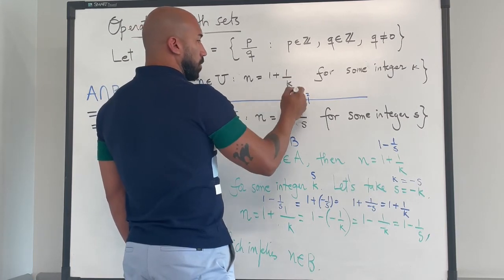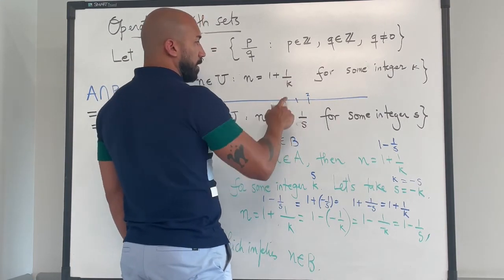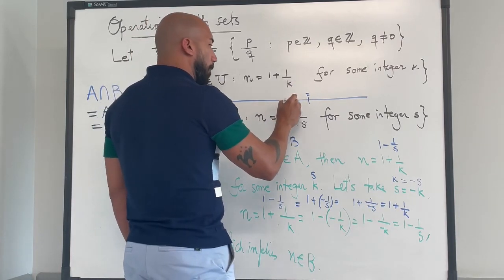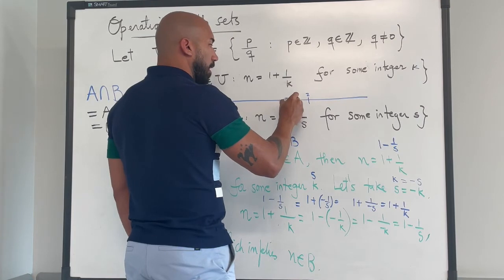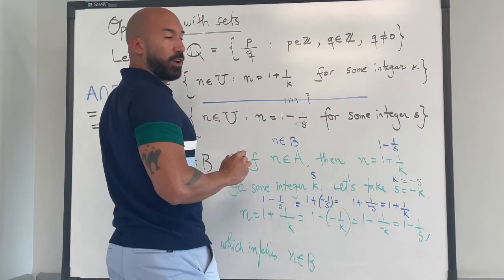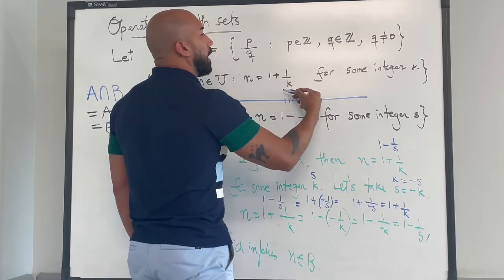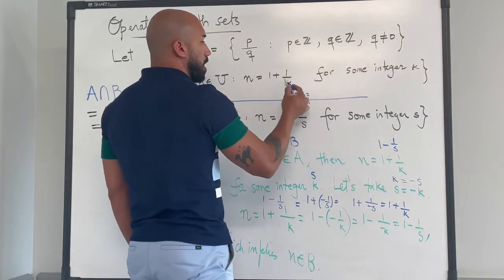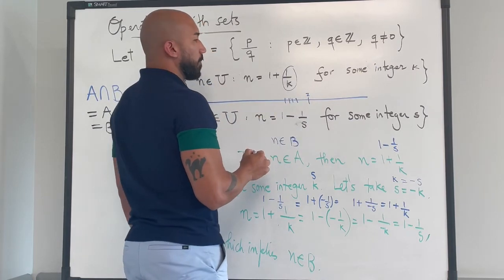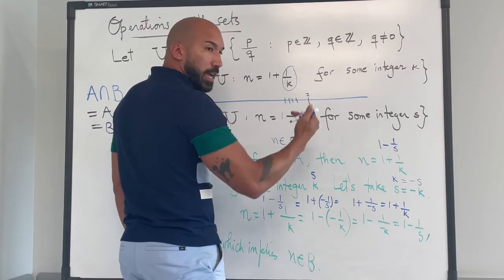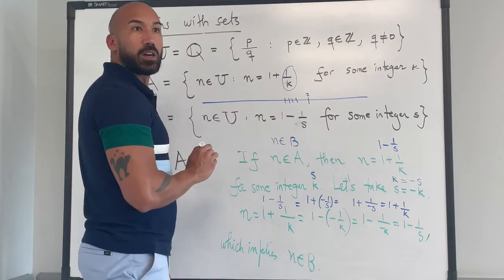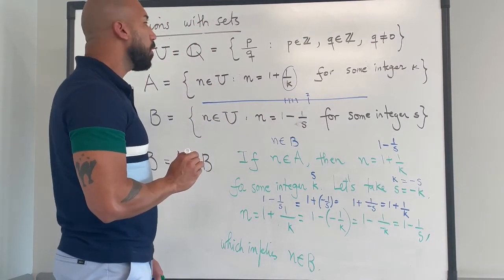k2, this is 1 plus 1 half. k3, 1 plus 1 third. k4, 1 plus 1 fourth. So what we are going to do is, when we increase k, this term here is getting smaller, so the elements that we are obtaining are going to be closer to 1.